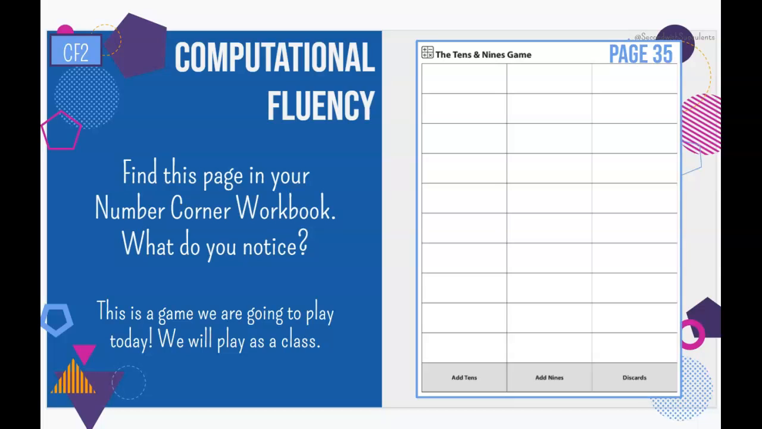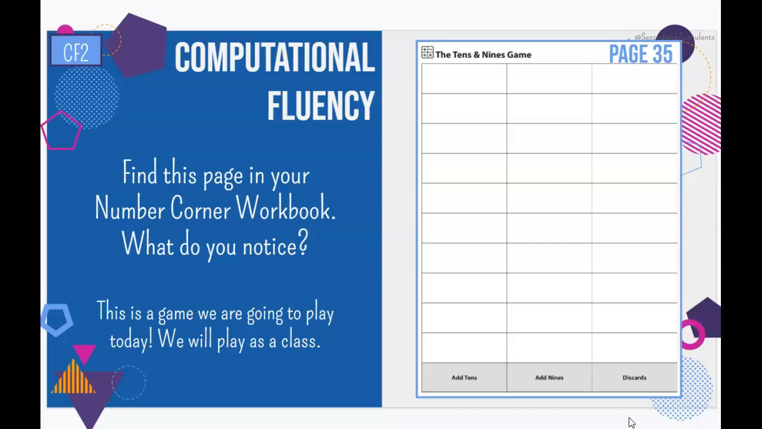When you have your Number Corner book, find this page. It's page 35. It says the tens and nines game. What do you notice about this page? You may have noticed that there's a bottom row that's in gray. Each column in this row says something different. You may have noticed the first one says add tens, the second says add nines, and the third says discards. This will be part of our game.